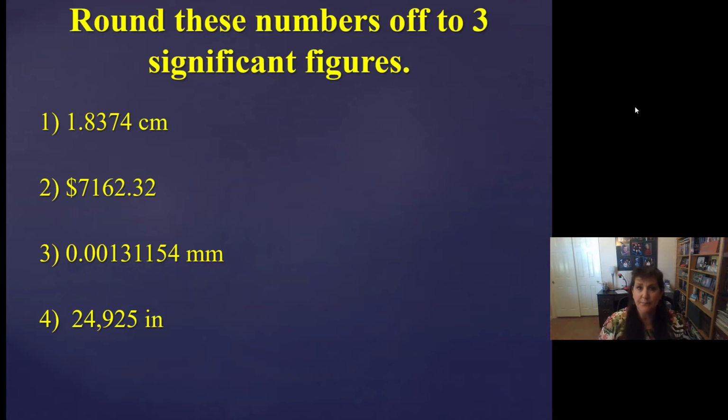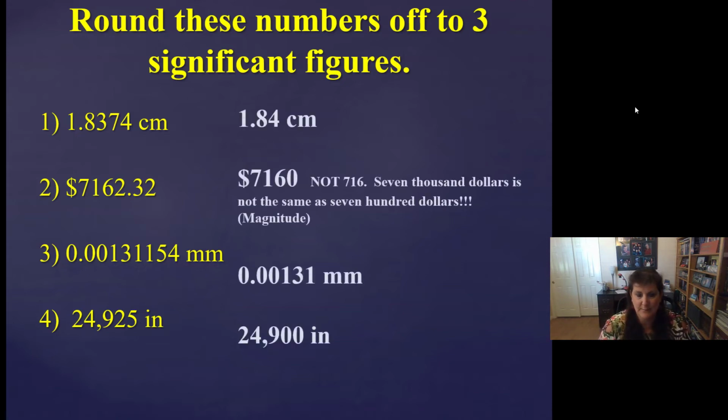The last one's tricky. 24,925 inches. Again, round to 3 sig figs. Some students say 25,000. But that's only 2 sig figs, right? The 2 and the 5. So it's actually 24,900 inches. 3 sig figs, 2 placeholder zeros, they're necessary. It's 24,900, not 249.